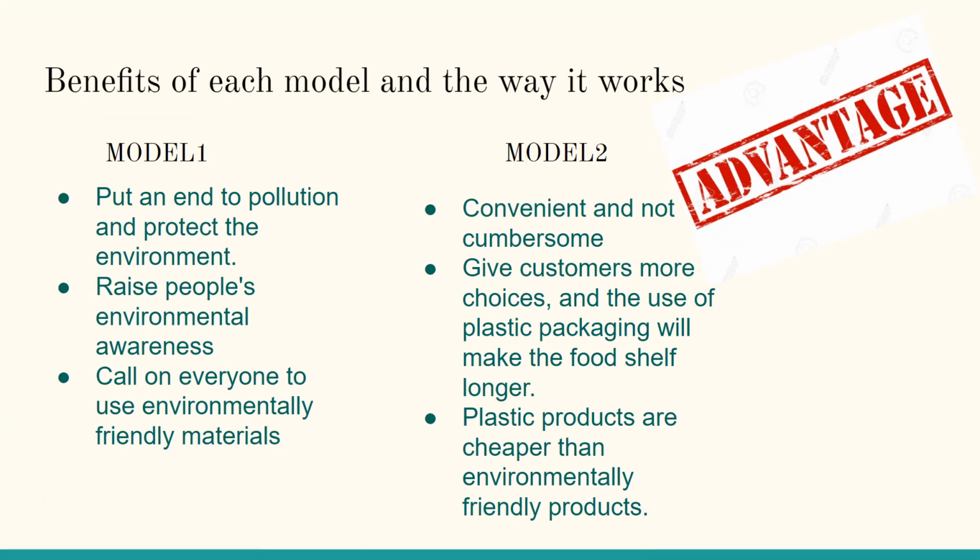On the other side, the second model also has many advantages for the customer. First, compared to banning plastics, it is very convenient for customers to allow plastic production. Now in a fast society, people often use disposable products. This method eliminates the shortcoming of consumerism. Second, it gives customers more choice, and the use of plastic packaging will keep food fresh longer. And the last one is that plastic products can be cheaper than environmentally friendly products.